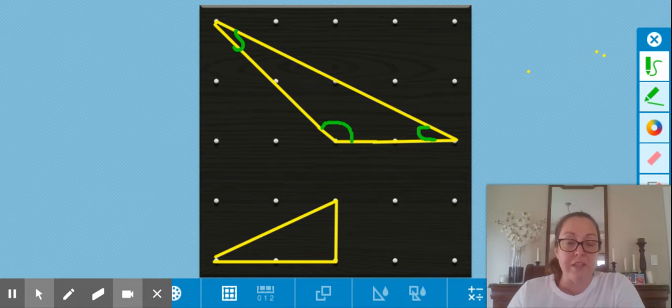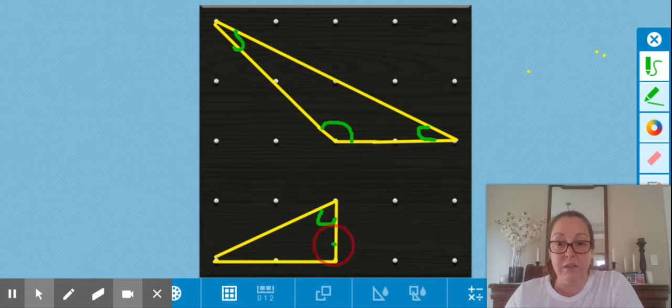So this triangle has three sides, three angles. This one also does. It has an angle here, and finally there's my third angle here. Now there's something special about one of these angles on this page.